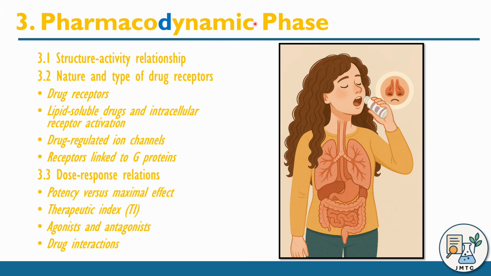Pharmacodynamics, as we've learned, is what the drug does to the body. In this lecture feedback, we had only 3 categories under this: structure-activity relationship, the nature and type of drug receptors, and the dose-response relations. As you can see, this is the exact structure of our wraparound textbook, Rouse textbook.